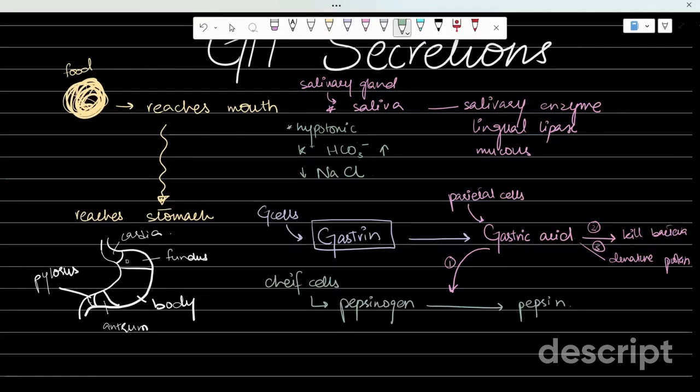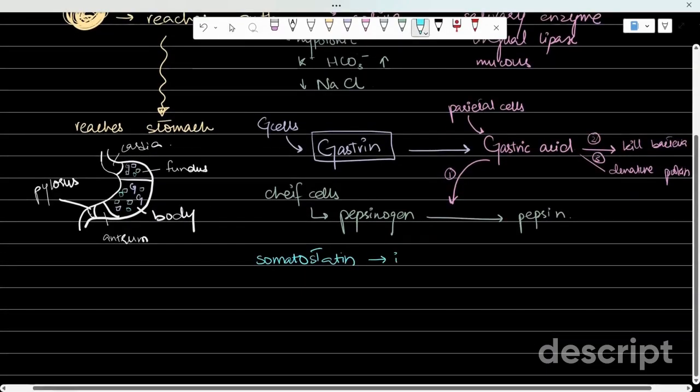So as you can see in the green, I have drawn the cells in the fundus and the body. These are the chief cells. The G cells, I've drawn that by mistake in the fundus and the body. They're present in the antrum. So mostly the chief cells are present in the fundus as well as the parietal cells, and they're also present in the body.